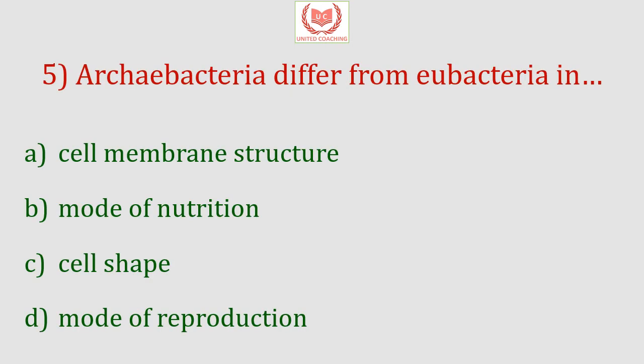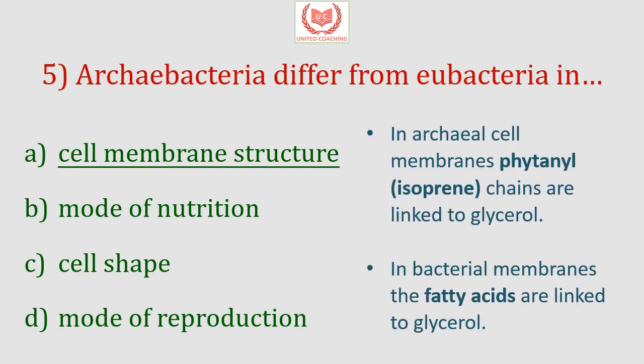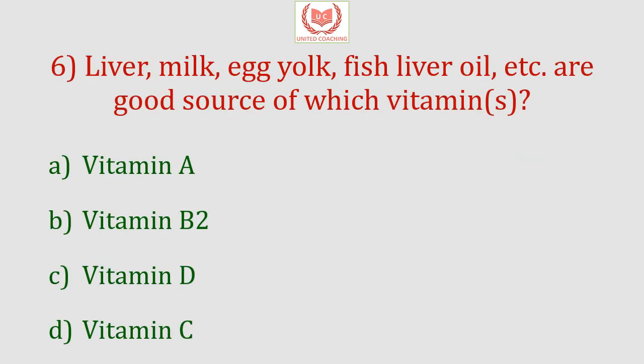Our next question is, Archaebacteria differ from eubacteria in, is it cell membrane structure, mode of nutrition, cell shape or mode of reproduction? So answer is cell membrane structure. In archaeal cell membrane, phenyl isoprene chains are linked to the glycerol, and in bacterial membrane the fatty acids are linked to the glycerol.